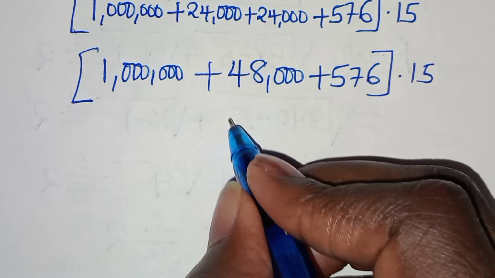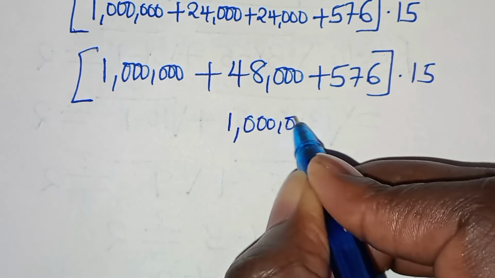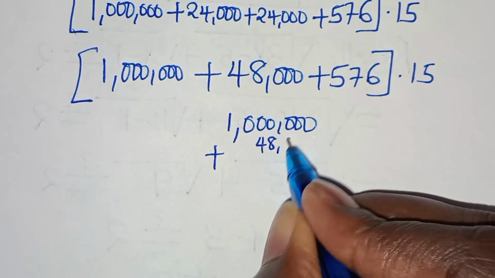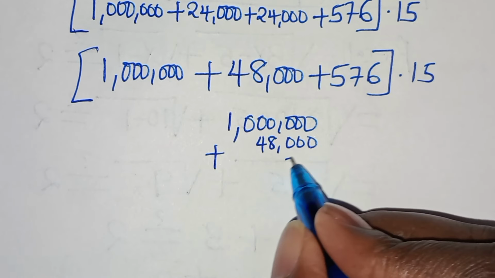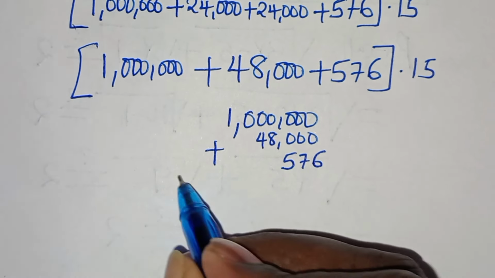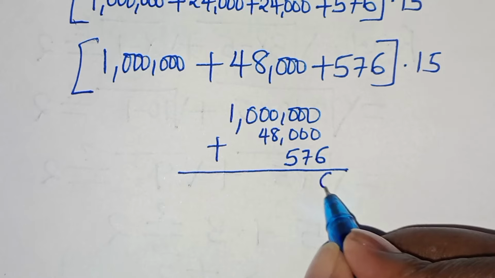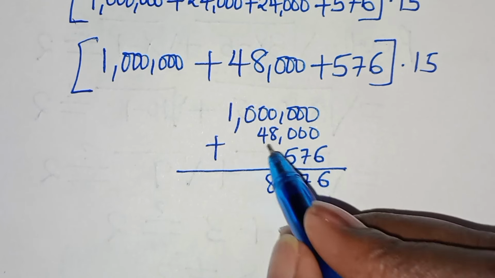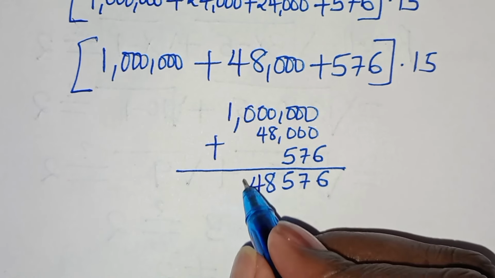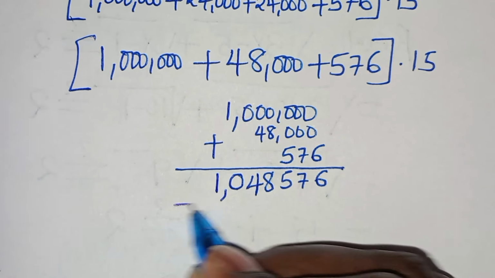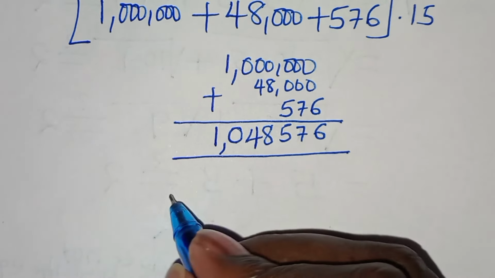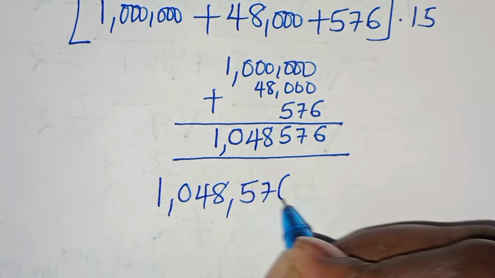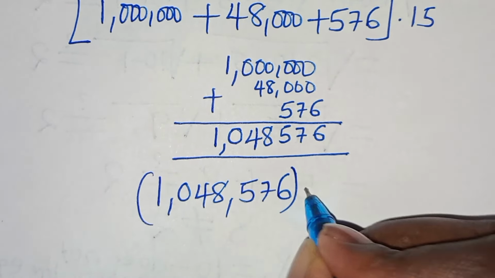So this is 1 million. Then plus we have 48,000. Then plus 576. So this means that here we have 6, 7, 5. Then 0 plus 8, this is 8. 0 plus 4, this is 4. 0, this becomes 0. And then we have 1 here. Now, this means we have 1,048,576, everything here multiplied by 15.